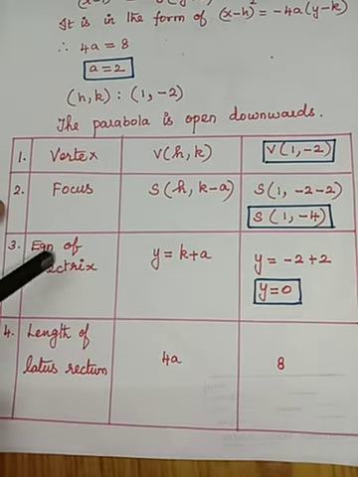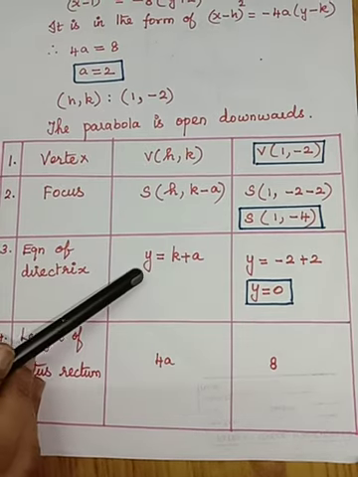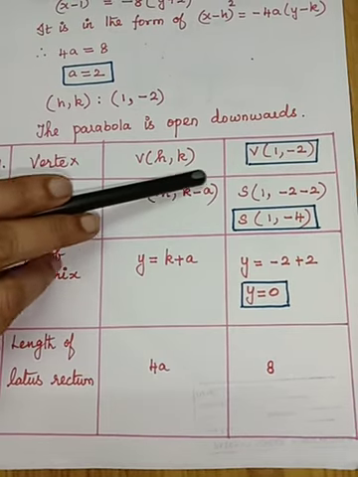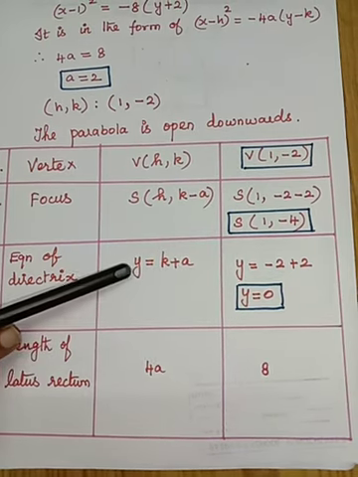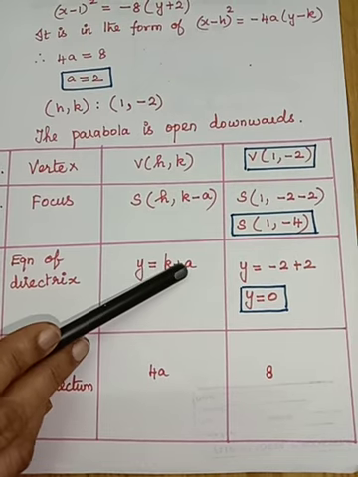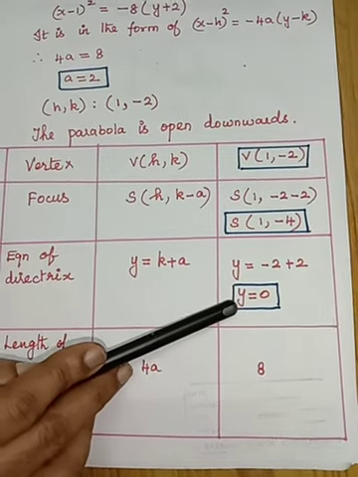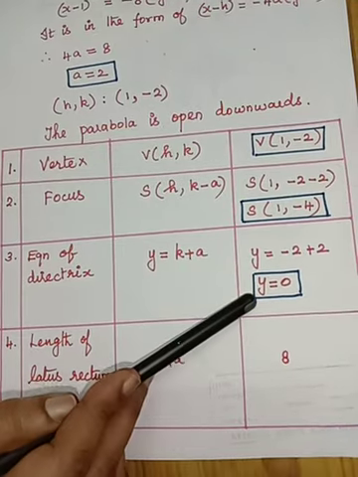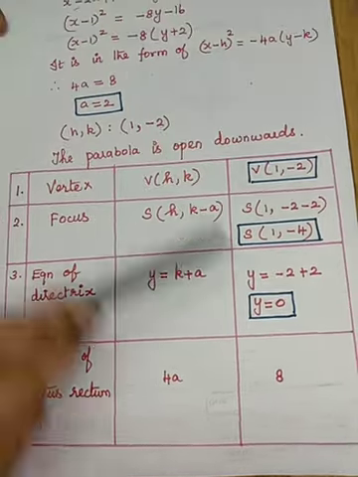Next, the equation of the directrix. Since the axis is parallel to the y-axis, it starts with y is equal to, just opposite to the focus. Here the y coordinate of the focus is k minus a, so you have to write the equation of the directrix as y is equal to k plus a. So y is equal to, what is k? It is minus 2. What is a? It is 2. So minus 2 plus 2 is equal to 0. So this is the equation of the directrix. y is equal to 0 means it is nothing but the x-axis. So the length of the latus rectum, the same formula, it is 4a. So 4a is equal to 8.